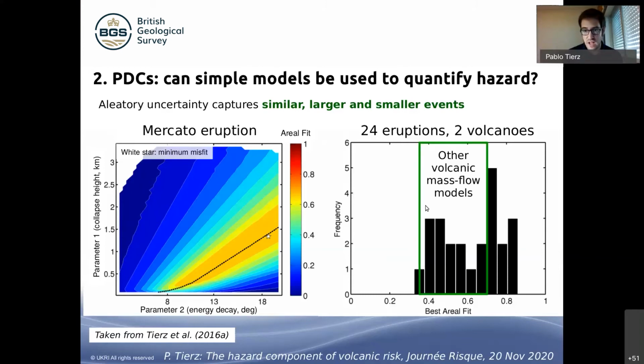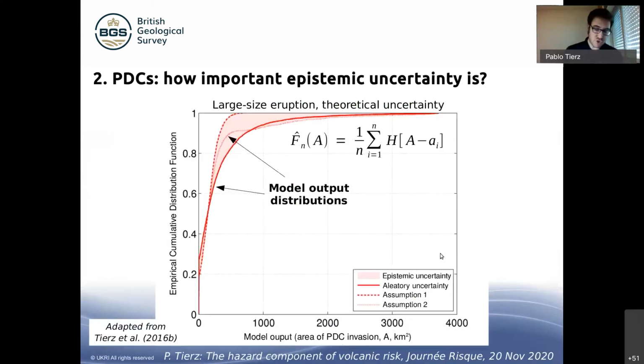This is the range of values of best areal fit that have been published in the literature for other volcanic mass flow models, more complex, of course, than the very simple one that we have used. So we see that our very simple model has similar or higher values of this best areal fit. We also wanted to assess what was the impact of epistemic uncertainty for this simple model.